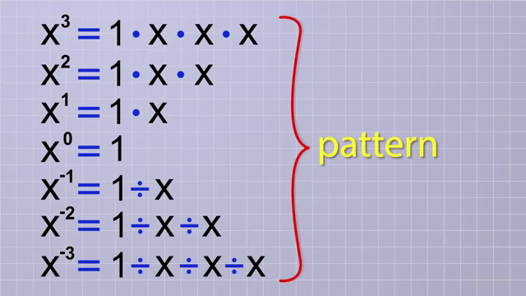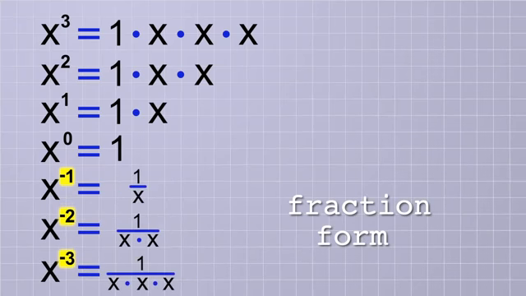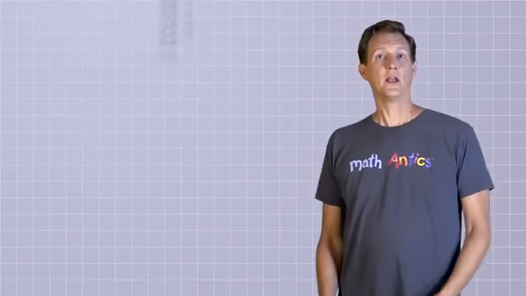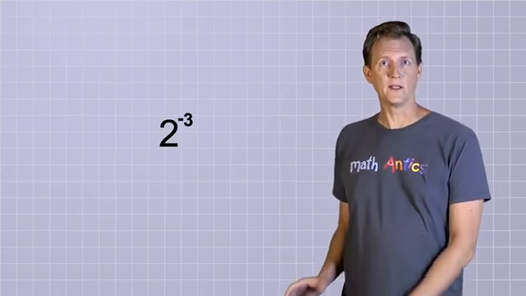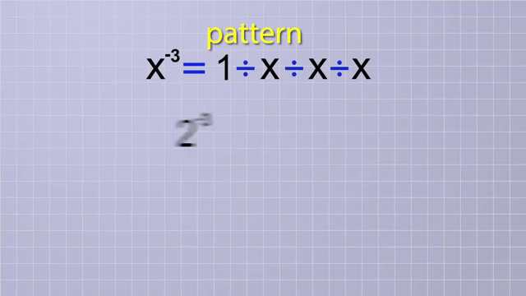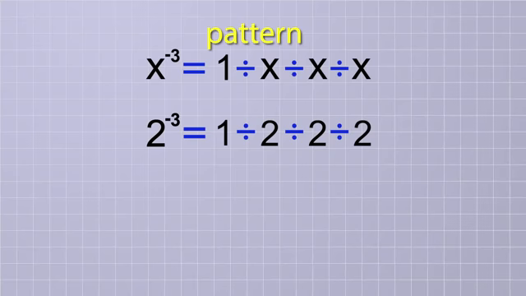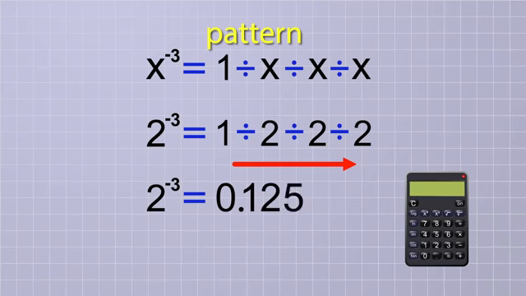Seeing it like this makes the pattern clear, but mathematicians prefer to express negative exponents in fraction form, where 1 is divided by the same number of x's multiplied together. But since those multiplied x's are all on the bottom of the fraction, you're actually dividing by all of them. Here's an example that will help you see that that's true. 2 to the -3rd power. Let's first try that as a repeated division problem like our pattern shows us. We always start with a 1, so we would have 1 divided by 2 divided by 2 divided by 2. If we do those operations from left to right using a calculator, we get 0.125 as the answer.